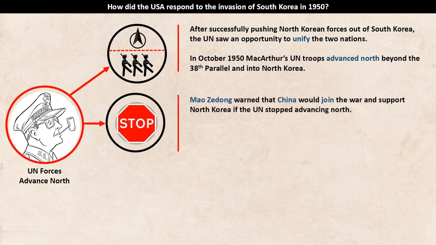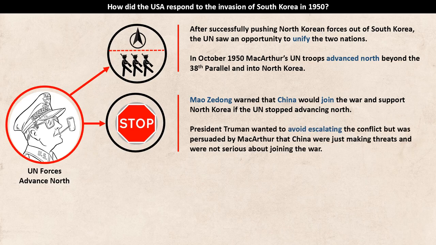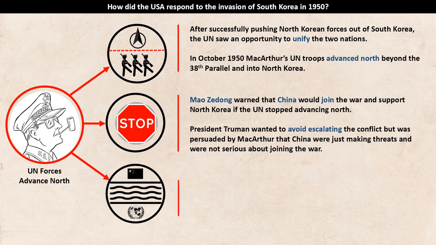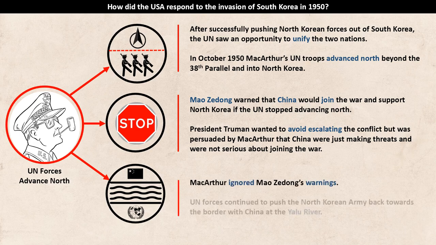At this point, China, who we know of course are an ally of North Korea, their leader Mao Zedong warned that China would join the war and support North Korea if the UN did not stop advancing north. Now, President Truman, President of America, really wanted to avoid escalating the conflict. But he was persuaded by MacArthur that China were just bluffing. They were just making threats. They weren't really serious about joining the war. And so the United Nations troops continue to advance further and further north until they get to the Yalu River. MacArthur ignores Mao Zedong's warnings. They push north right up to the North Korean border with China, back towards the Yalu River.